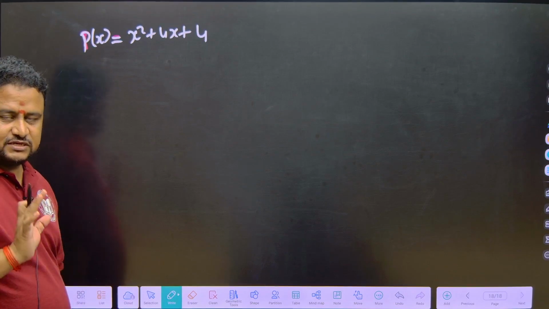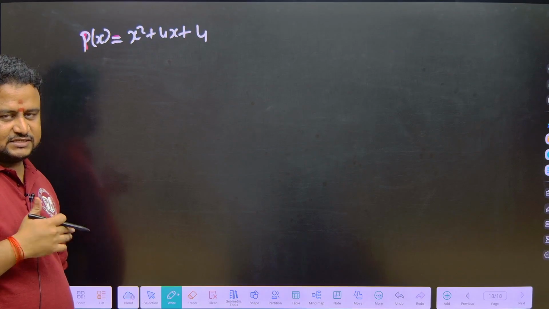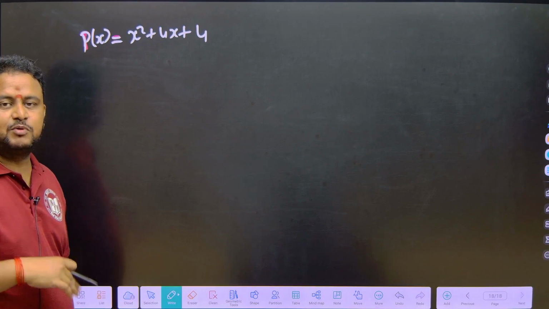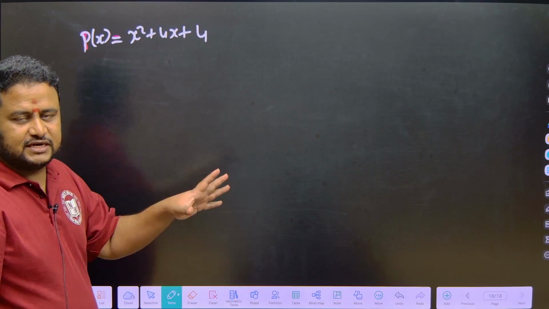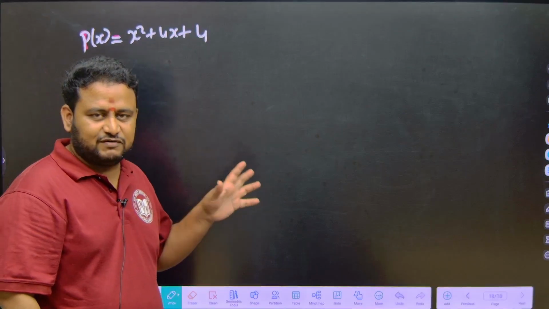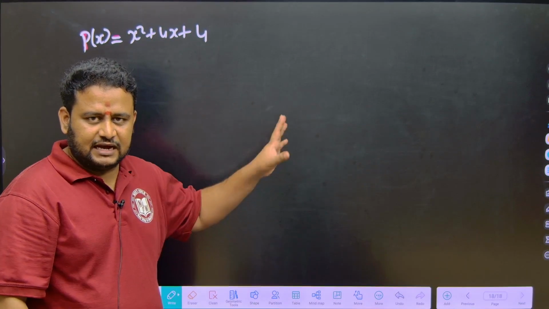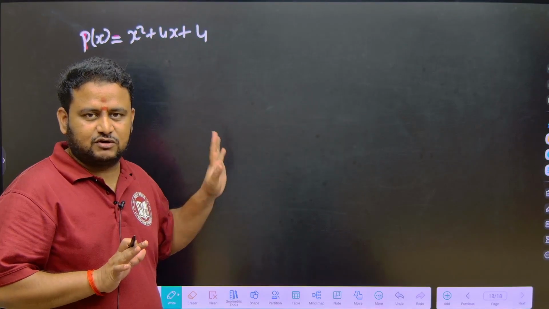For this, first you have to find the zeros of the polynomial, then find alpha and beta. Then find the sum of the zeros using the direct method, alpha plus beta, then the product of the zeros, that is alpha into beta. Then using the formula, that is the relation between coefficients and zeros of the polynomial, alpha plus beta is equal to minus b by a, then alpha into beta is equal to c by a, and see whether they are coming equal. Definitely it should come equal. Please try this method. This is the homework that I have given.